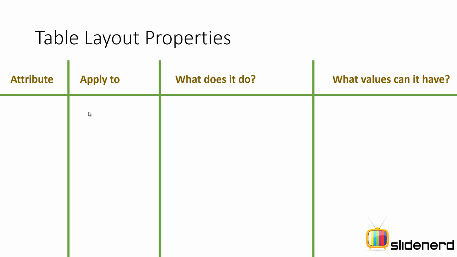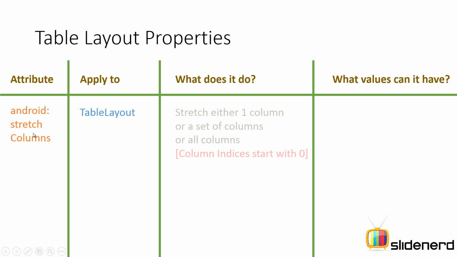So for that, we're going to use some attributes over here, starting with stretch columns. So what does this do? This is the Android stretchColumns attribute inside your XML. You apply it to the table layout inside your XML. It either stretches one column or a set of columns or all the columns. Now remember very well, this is just like arrays. The column numbers start with zero.